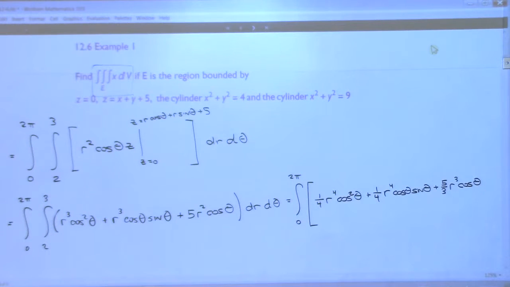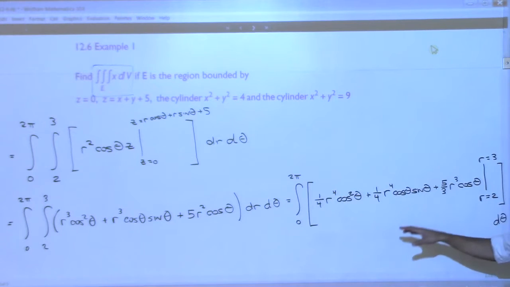Okay, y'all double check. I got that right? Looks okay. And then r is 2 and r is 3. I wish that r was 0. D theta at the end of that. So you've got to plug in 3, and then you've got to plug in 2. Okay, so can we just leave that alone?